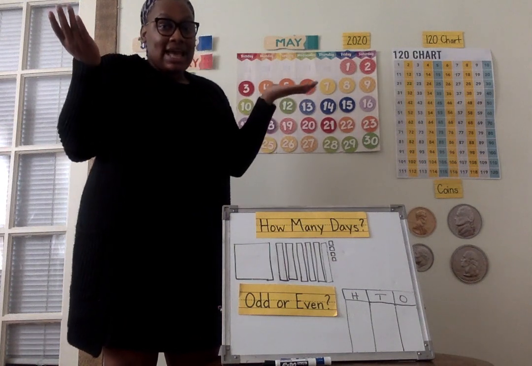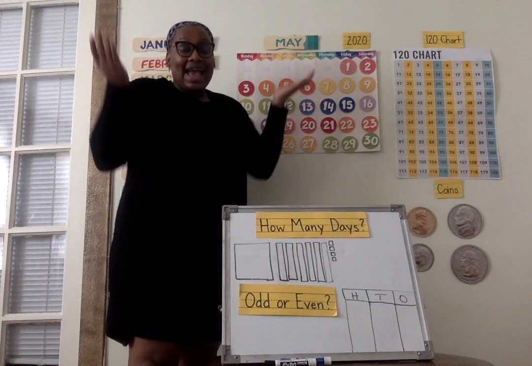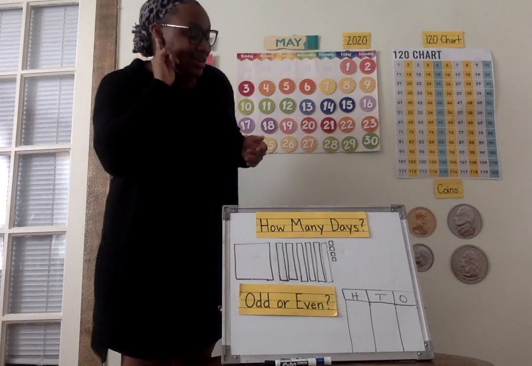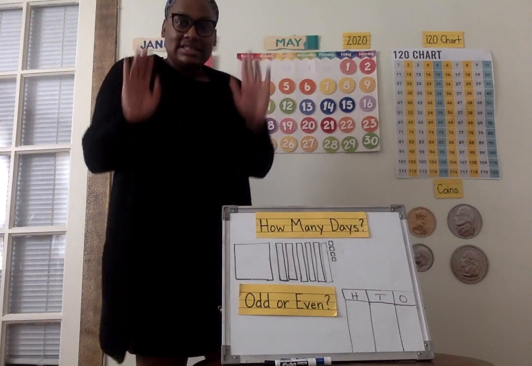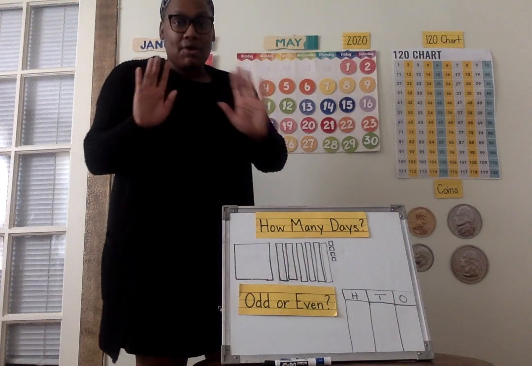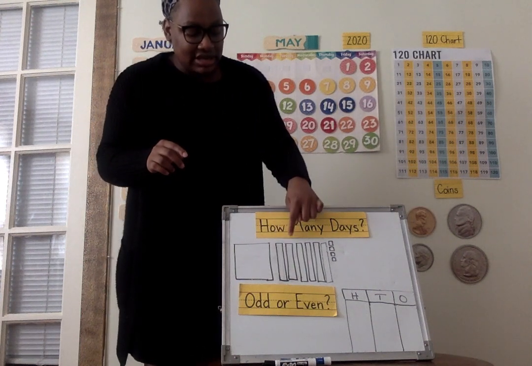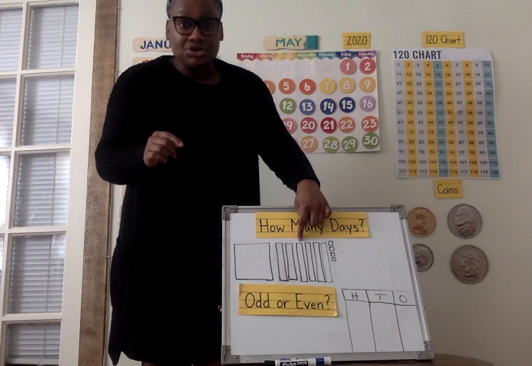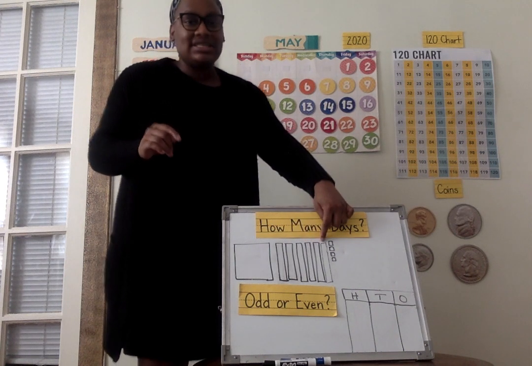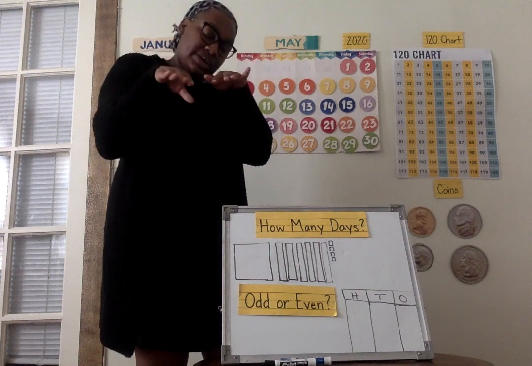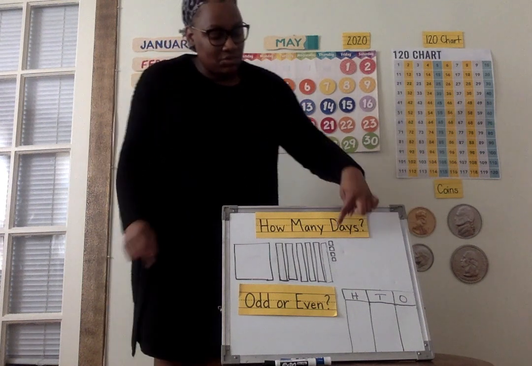Hands up like you're about to ask a question. How many days have you been in school? Count with me, get ready. 100, stop, switch. Count by tens. 110, 120, 130, 140, 150, 160. Stop, switch. Count by ones.